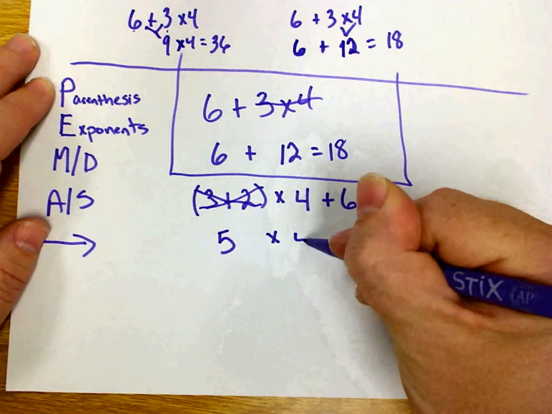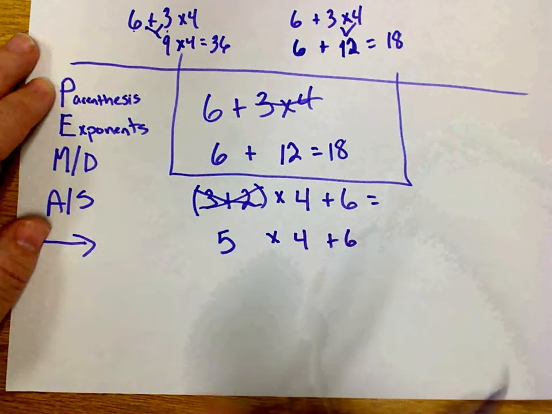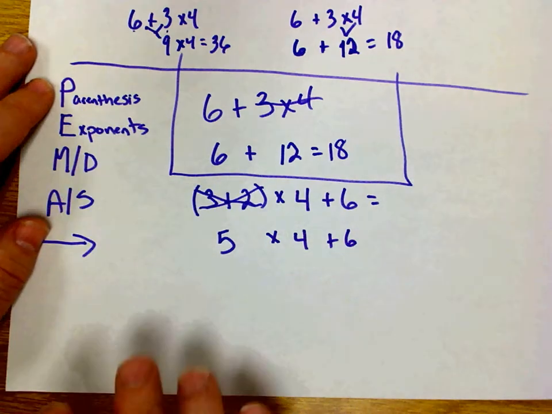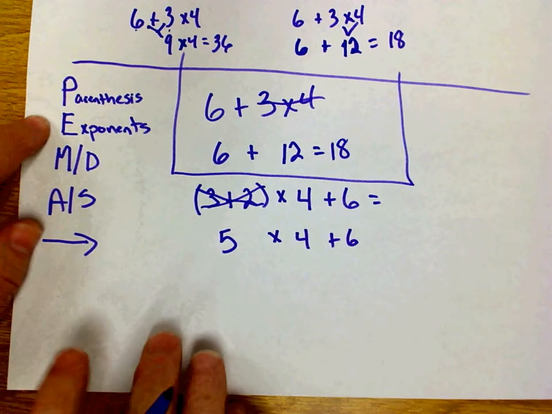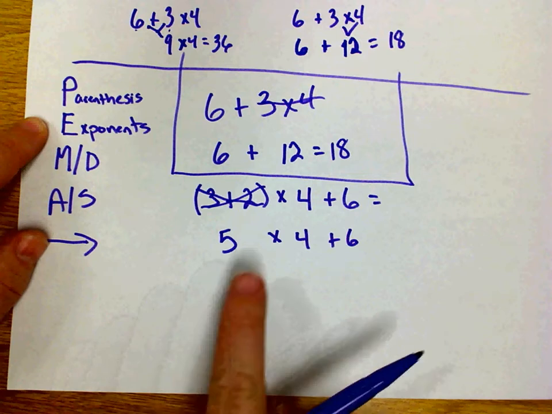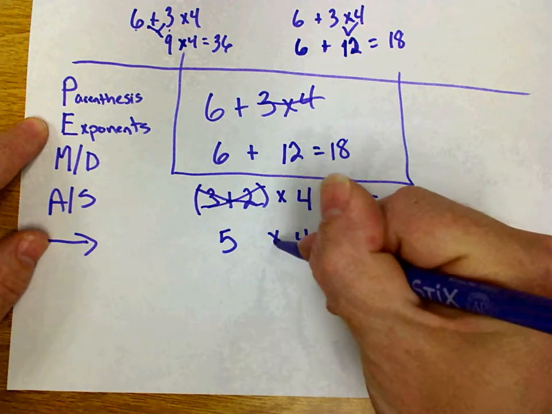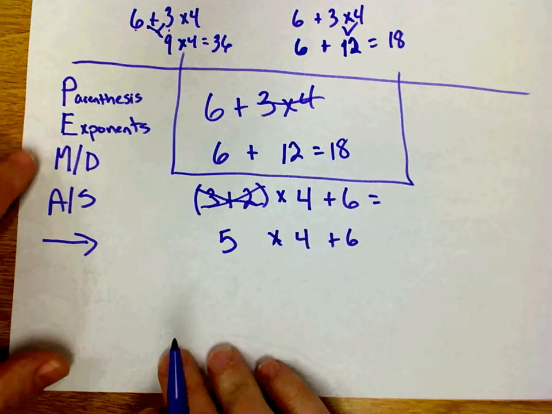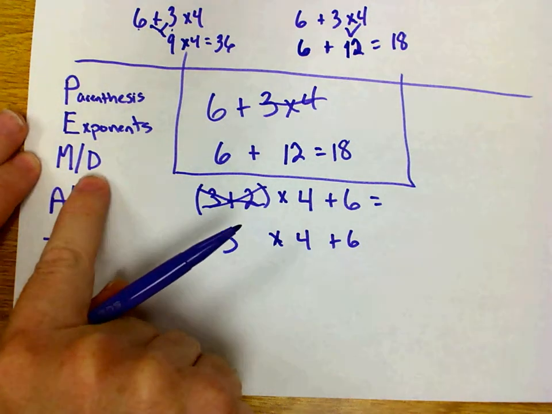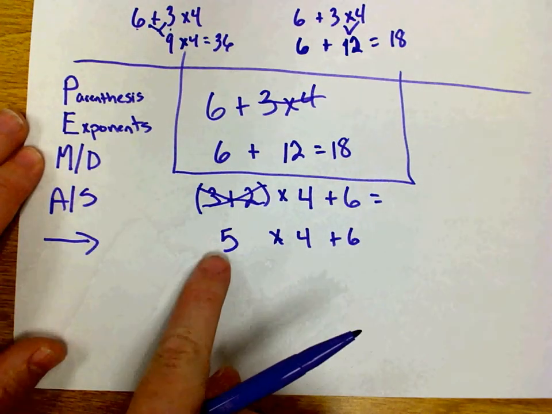Times 4 plus 6. Now I say, are there any other parentheses to do? No. Okay, down to the next step. Are there exponents? Nope, it's just 5 times 4 plus 6. All right, are there any multiplication or division facts? Do them from left to right. Start with the left. Oh, yes, I do.